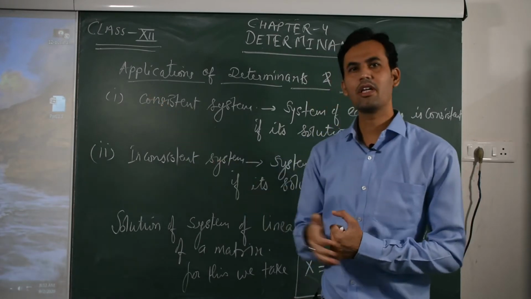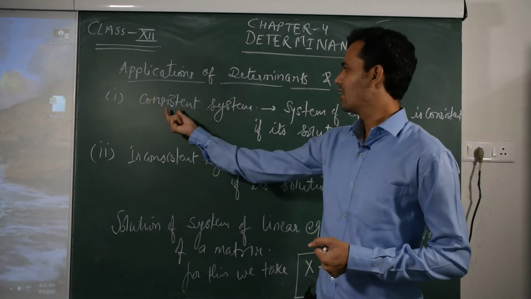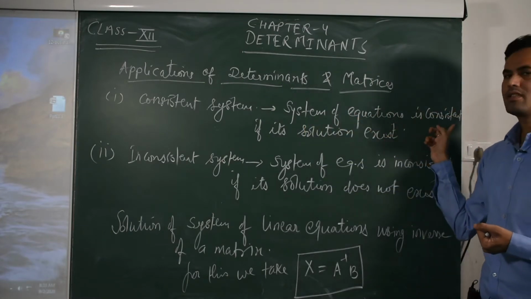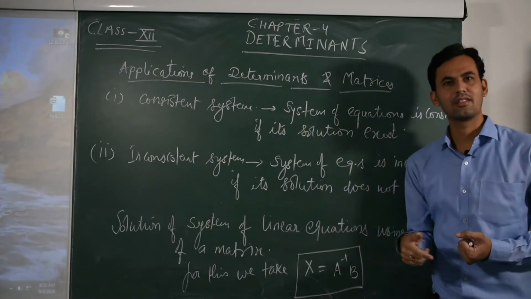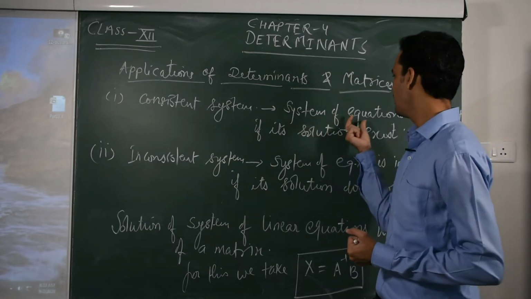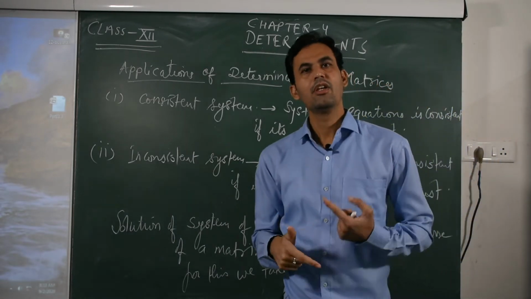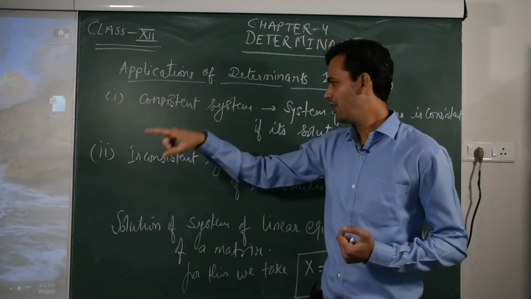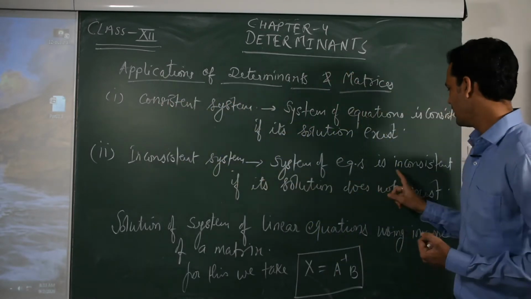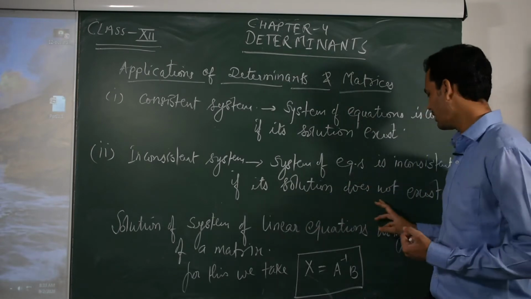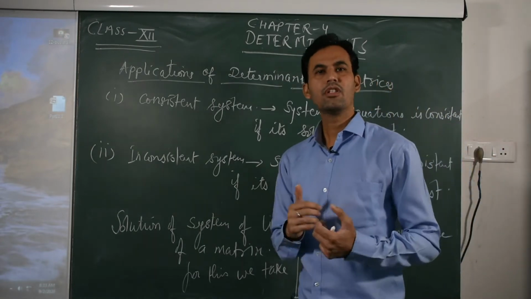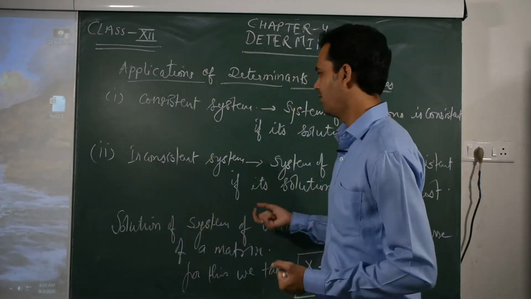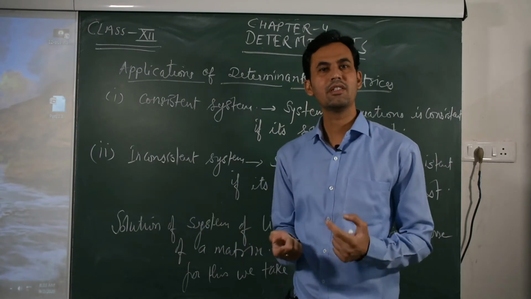Consistent system. There are two types of system of equations. First is consistent system. What is consistent system? System of equations is consistent if its solution exists. If the system of equations has a unique solution, then the system is called consistent. And the system is inconsistent if its solution does not exist, if the equations have no solution or infinitely many solutions, then the system is called inconsistent system.